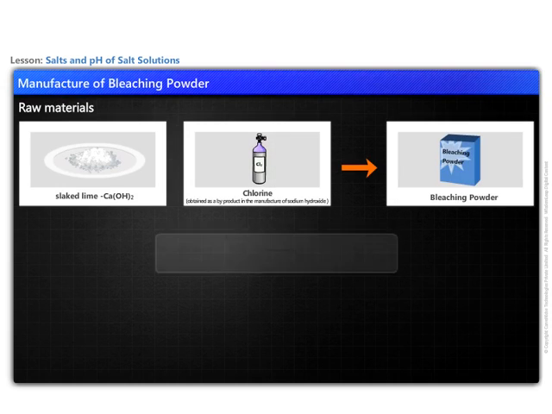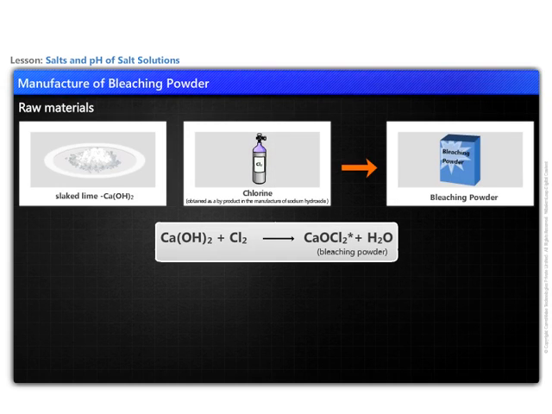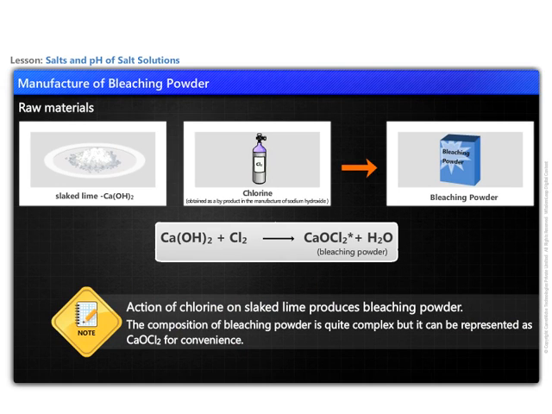Let us look at the manufacture of bleaching powder. Recall that chlorine is produced during the electrolysis of aqueous sodium chloride brine. This chlorine gas is used for the manufacture of bleaching powder. Bleaching powder is produced by the action of chlorine on dry slaked lime, that is calcium hydroxide. Bleaching powder is represented as CaOCl2, though the actual composition is quite complex.